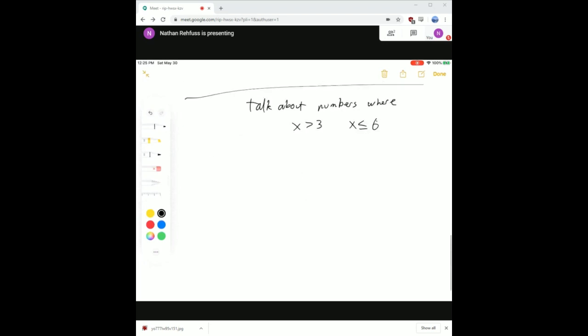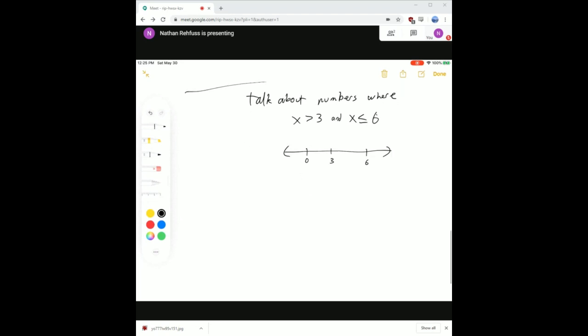On a number line, the way I draw this is, let's say here's 0, here's 3, and here's 6. X can be any number as long as it's bigger than 3, so it can't be 3. So we're going to say "and." These have to both be true. And means both are true, or means either one is true, right?